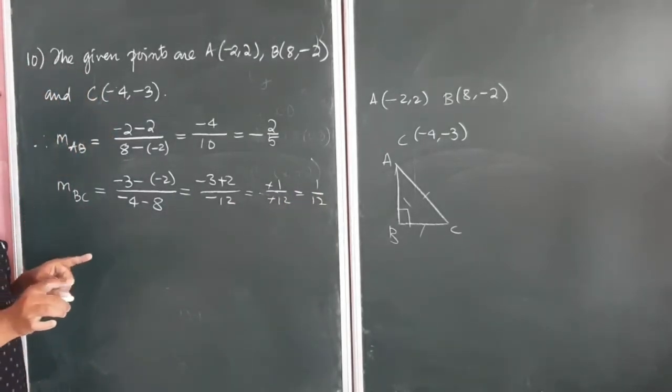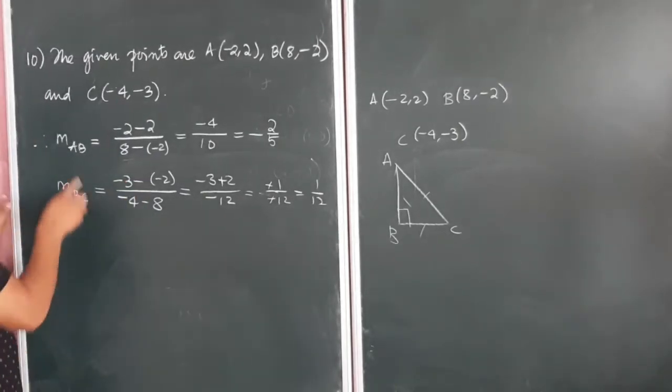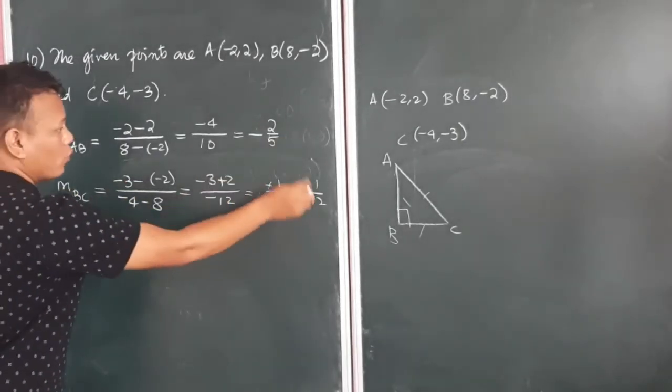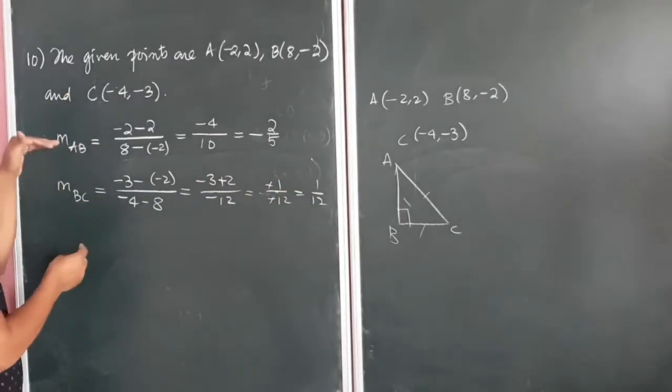So as I said, we need to search for two pairs of slopes whose product is going to be minus 1. So let us multiply these two slopes. Will I get minus 1? No chance, right? So we are not getting minus 1. So we need not multiply these two.